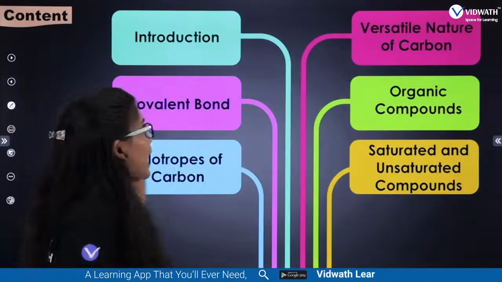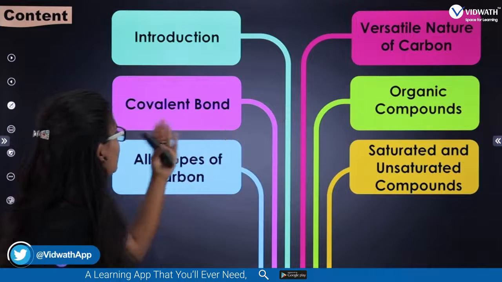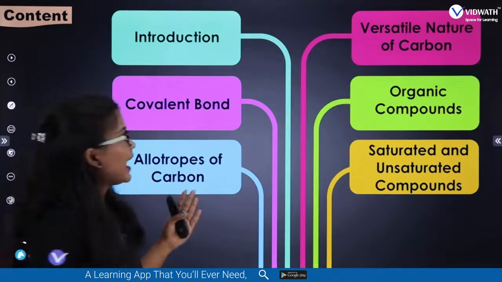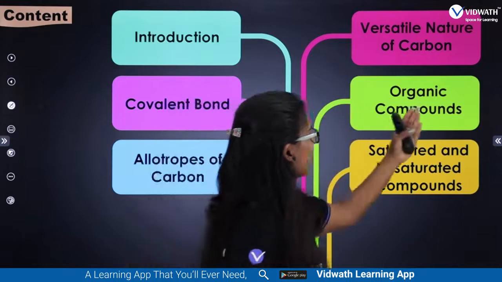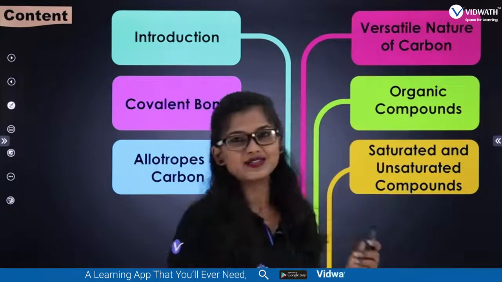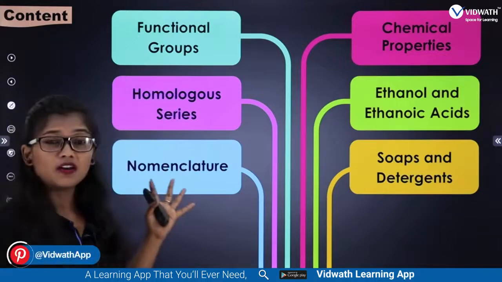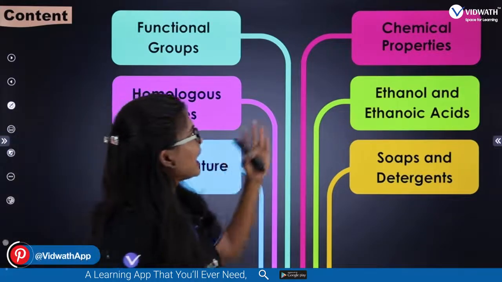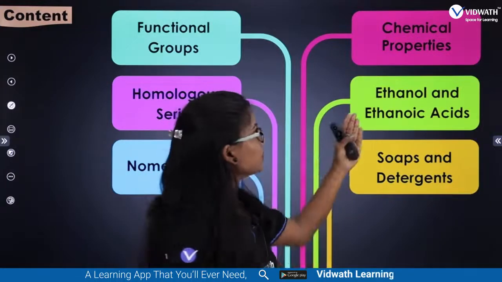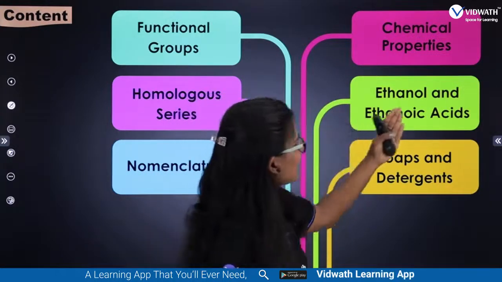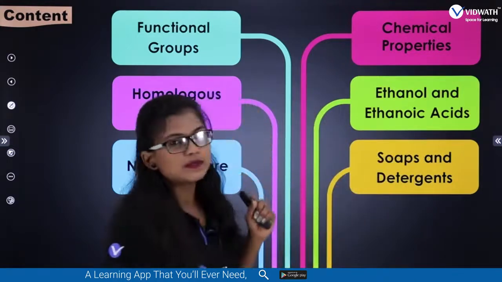Firstly, let's see the outline of the chapter. We have an introduction part, and we will see the covalent bond, allotropes of carbon, and the versatile nature of carbon. We will discuss organic compounds, saturated and unsaturated compounds, and also functional groups, homologous series, and nomenclature of the carbon compounds. And we will see chemical properties of the carbon compounds, and discuss some useful carbon compounds such as ethanol and ethanoic acid. And at last, we will discuss soaps and detergents.